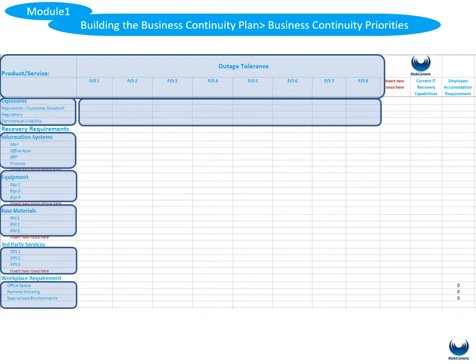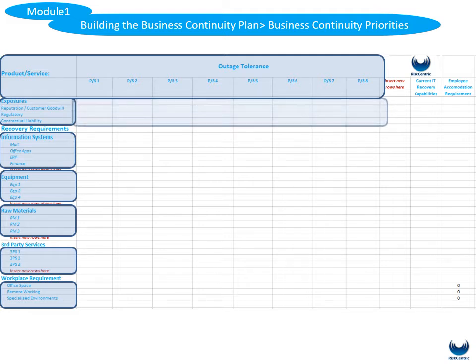Here's an example of a template that can be used to establish business continuity priorities and tolerances. Along the top rows, we list each of our priority services. In the rows beneath, we have listed our most likely exposures, which in this example are related to loss of reputation or customer goodwill, legal or regulatory obligations, and contractual liabilities. At the intersection of each product or service and the exposure, we're going to record what we think our tolerances are with regard to disruption of these services.